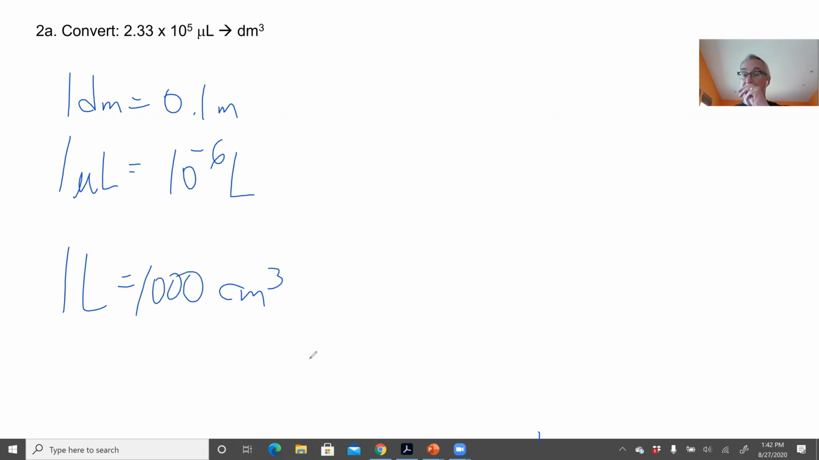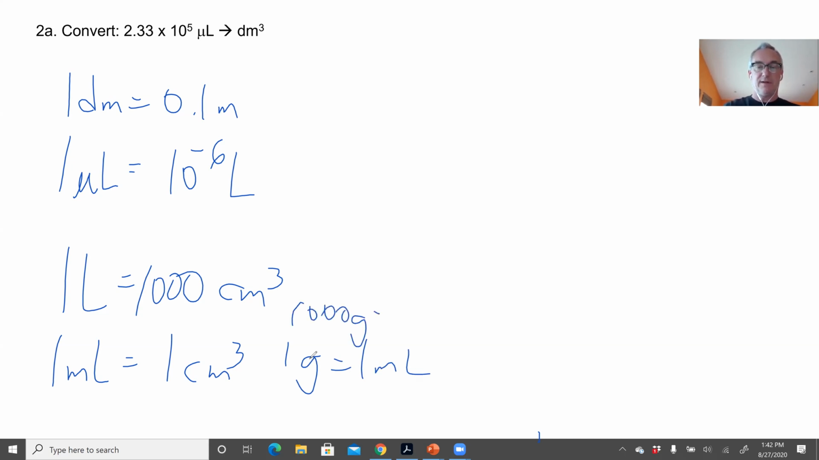So 1 liter is equal to 1,000 cubic centimeters, which also means 1 milliliter is equal to 1 cubic centimeter. And an easy way to remember this is that 1 mil of water weighs 1 gram. And so that's how it's related. A liter is equal to a kilogram, is equal to 1,000 cubic centimeters, because 1 gram of water equals 1 mil, or 1,000 grams equals 1 liter. That's how I keep it in my head anyway.